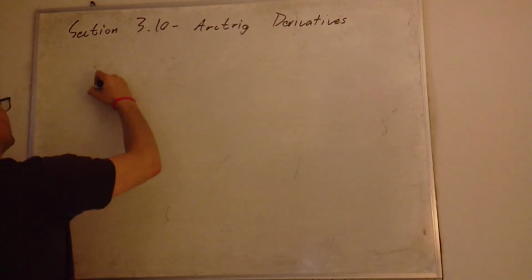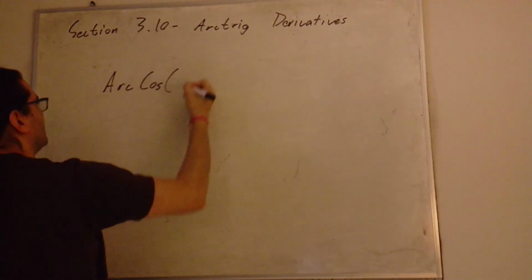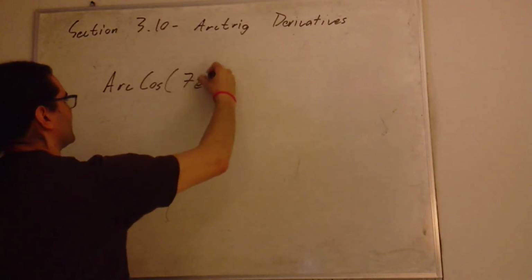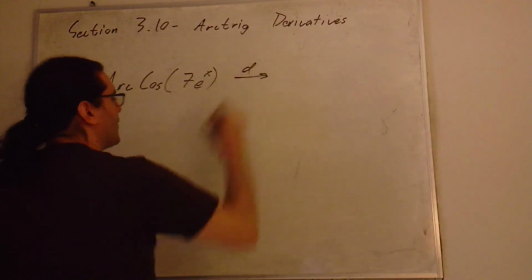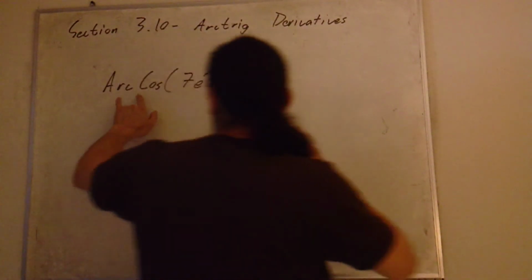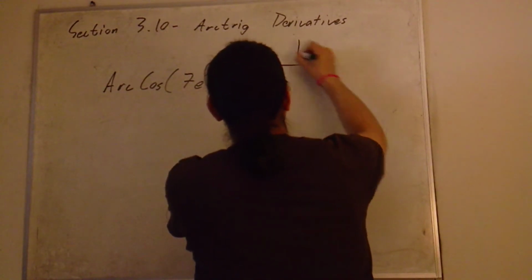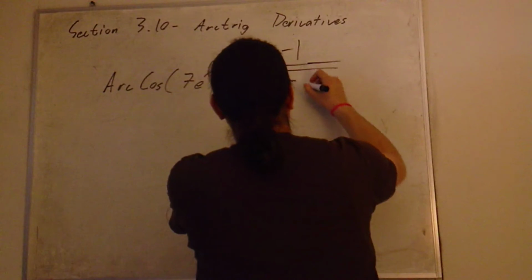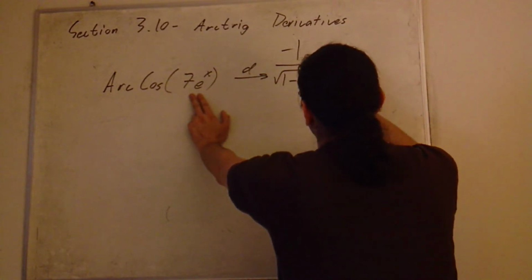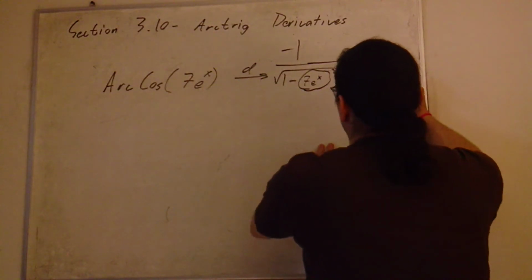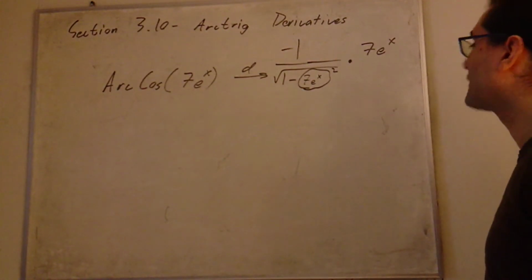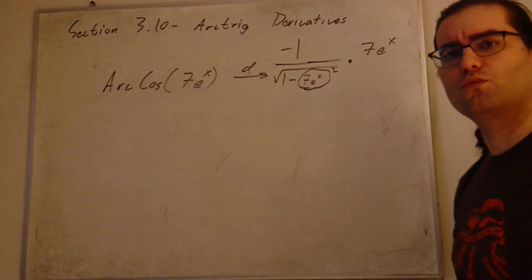Let's say I want the derivative of the arc cosine of, let's do 7e to the x. If I want this derivative, I have to use the chain rule, because this is an inside-outside situation. Derivative of the arc cosine is -1 over the square root of 1 minus the blob squared. And the blob never changes, so this is a 7e to the x that goes in there. And then because of the chain rule, I multiply by the derivative of the inside, which is 7e to the x. I could probably simplify this if I wanted to. I don't want to, so I won't.